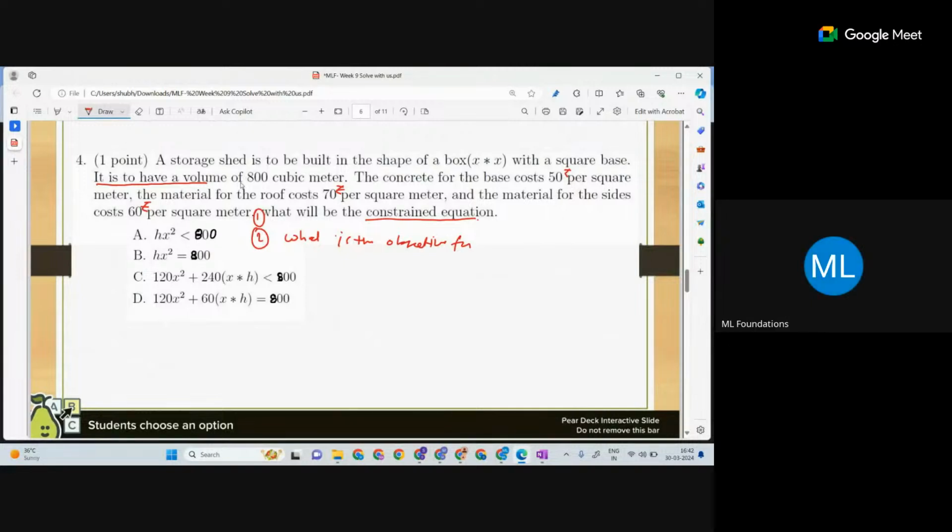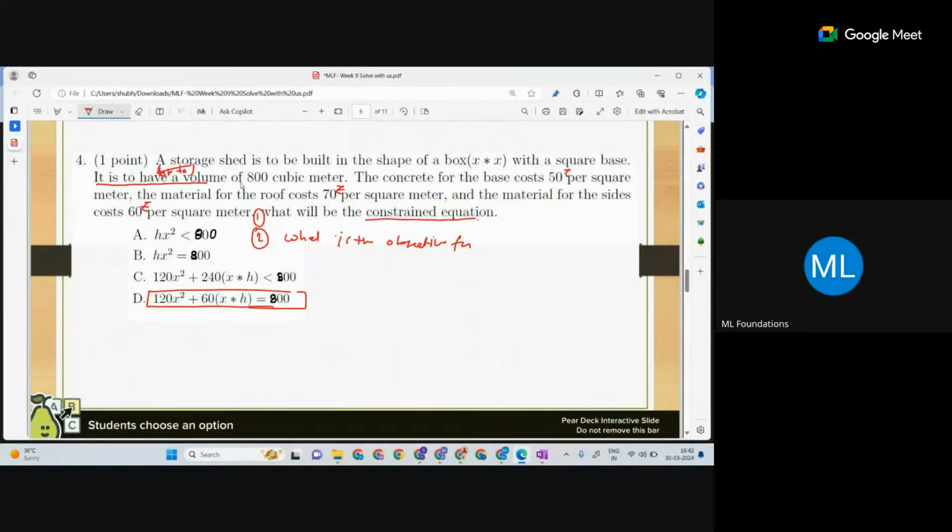But we want the volume, just the volume, right? This one does not tell you the cost price. No, this tells you the price, so that's the objective function. So it should be, sir, B: h x square is equal to 800. Here it is not up to, it is equal. It's a volume, sir. Its answer should be B: h x square is equal to 800.